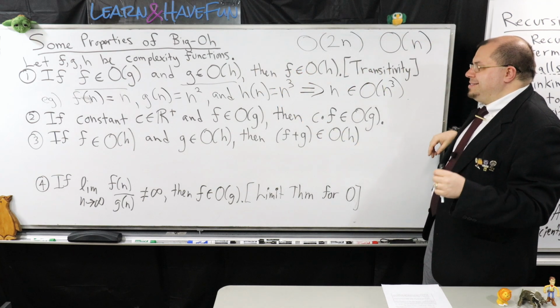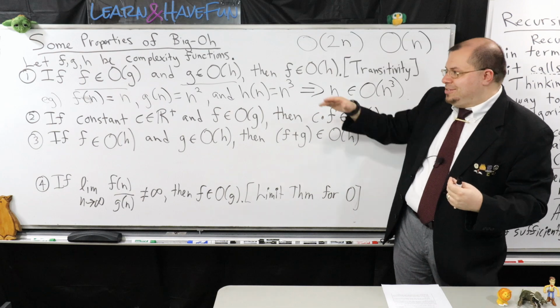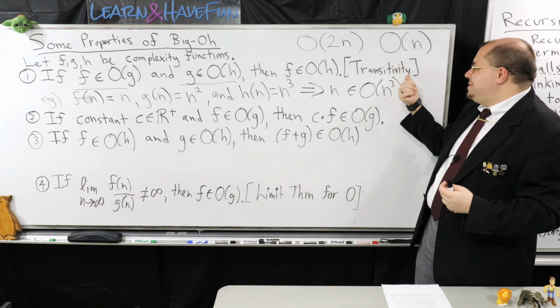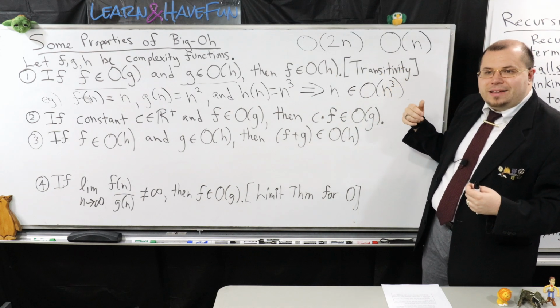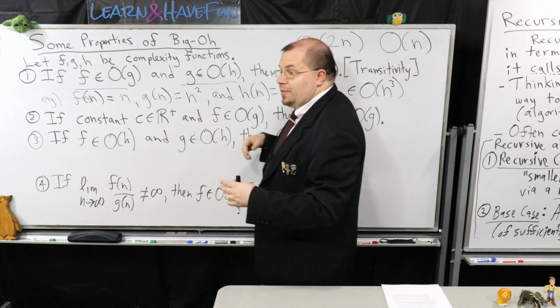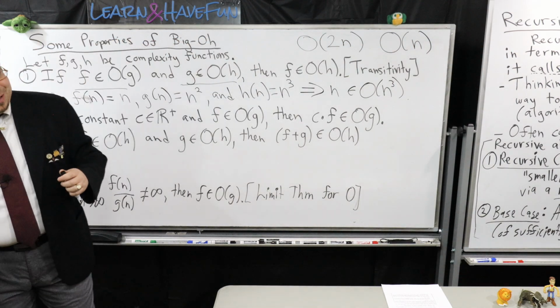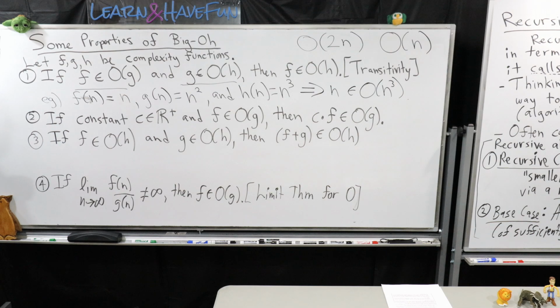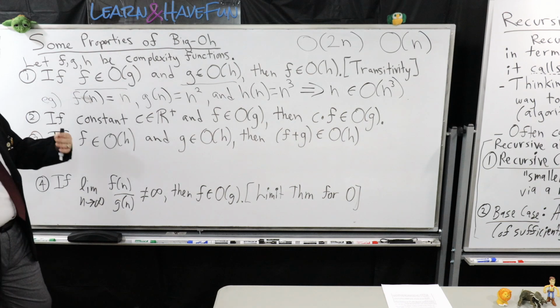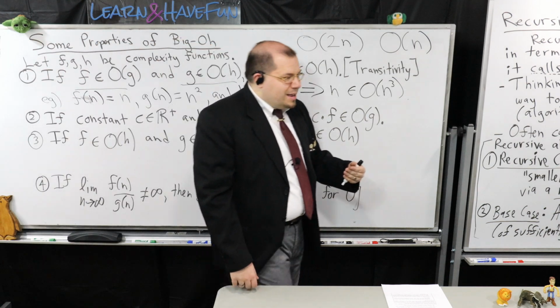But the thing is, g becomes redundant in this whole process. That's why we call it transitivity. This is a nice property that a lot of functions have, and big O is no exception. There are a lot of different mathematical objects that have this transitive property, but not all of them do. Big O does, though.